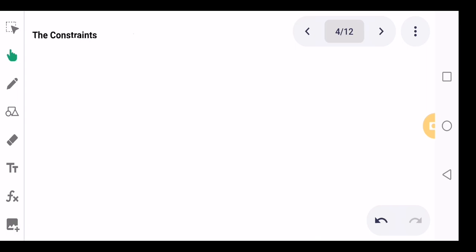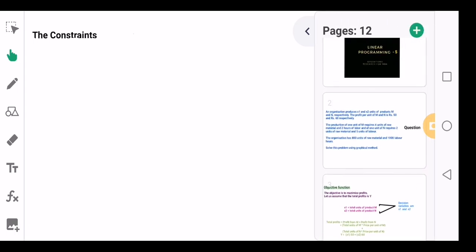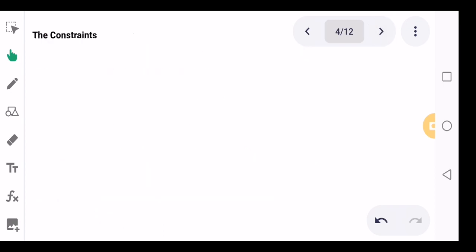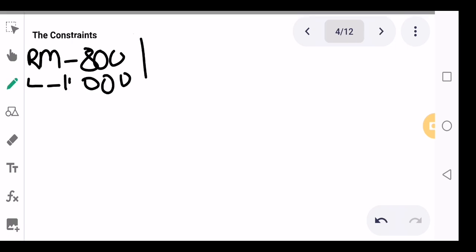Now the constraints. The constraints here are for raw material and for labor hours. They said that there is a maximum of 800 units of raw material and 1000 labor hours. So let's write it down. For raw material, they said 800. For labor, it is 1000. Maximum this. So this is our constraint.